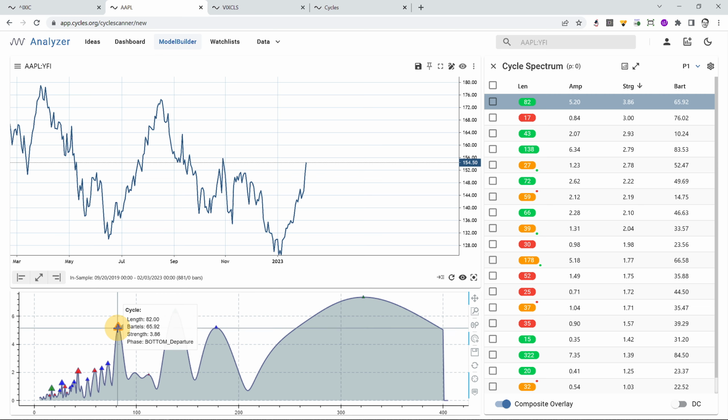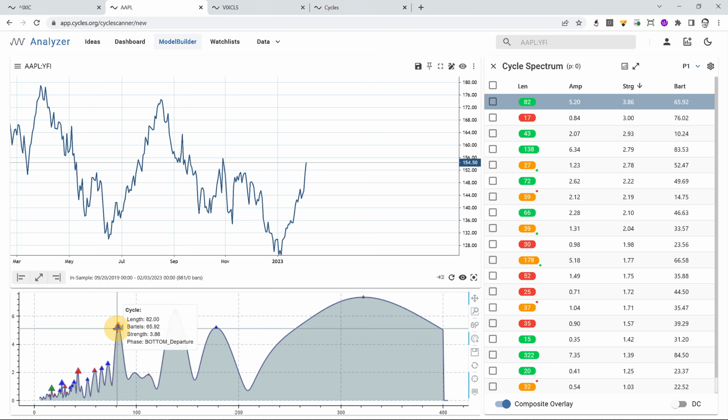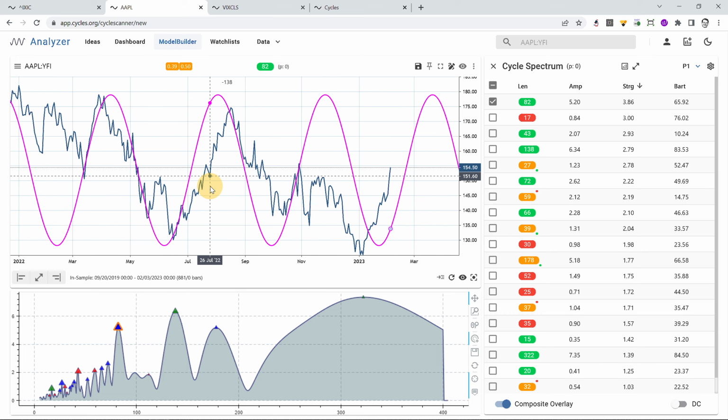So the cycle length of 82 trading days is a valid one. It is also listed at the top of the list, which means that the cycle strength score is the highest for this cycle length. And the Bartels score is above 50, which is quite a good indication. It's not the best Bartels score, that's why we see a blue triangle here, but it's okay. So that's the clear cycle to select.